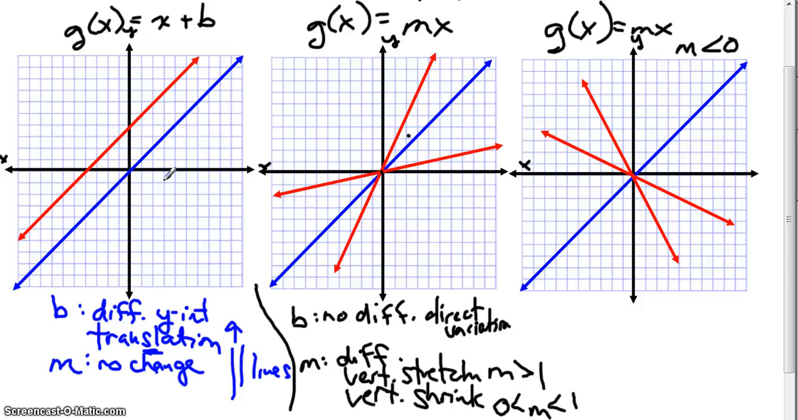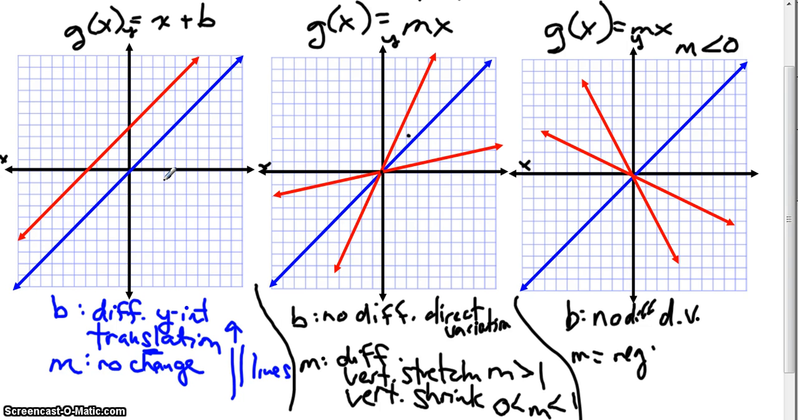Okay? And finally, we have the last one, right? So what is different? Are the y-intercepts different? No. So these are both direct variation, or all 3 are direct variation, because there's no difference here. But when it comes to the slope, we have a drastic difference, right? What's different? Negative. Okay, so what do we call that transformation when we have a negative slope? It went from positive to negative. That's a reflection.